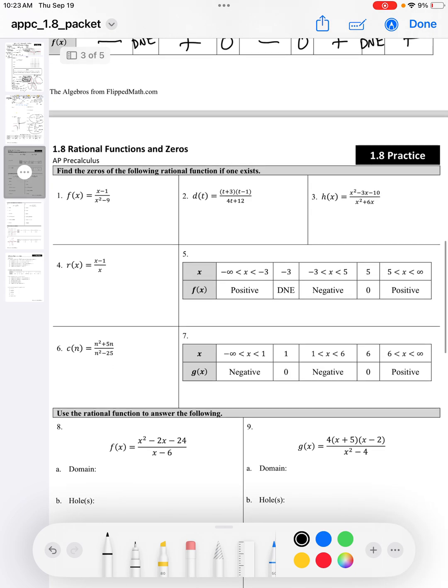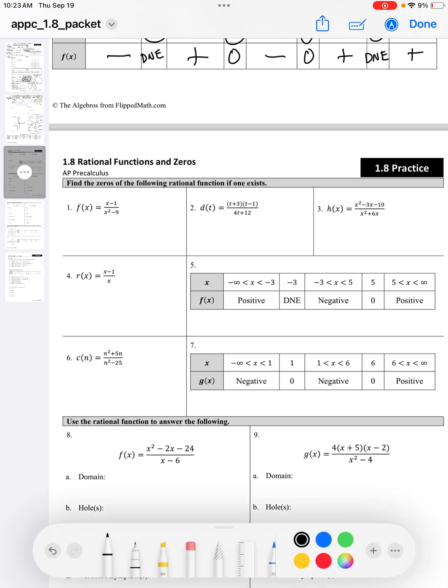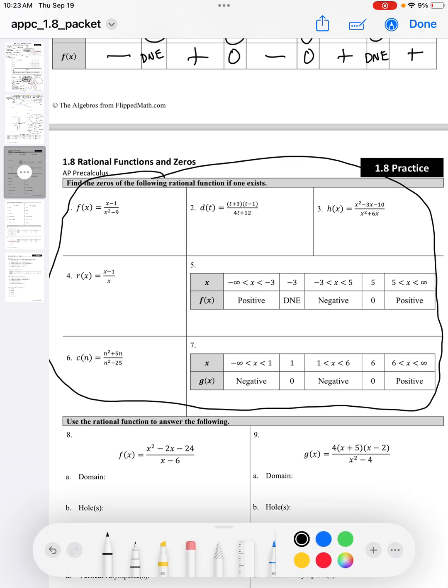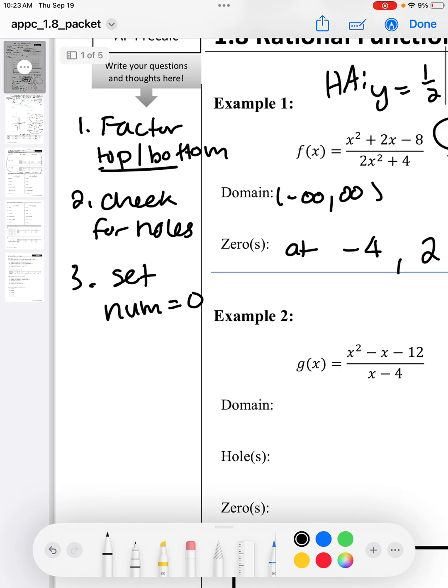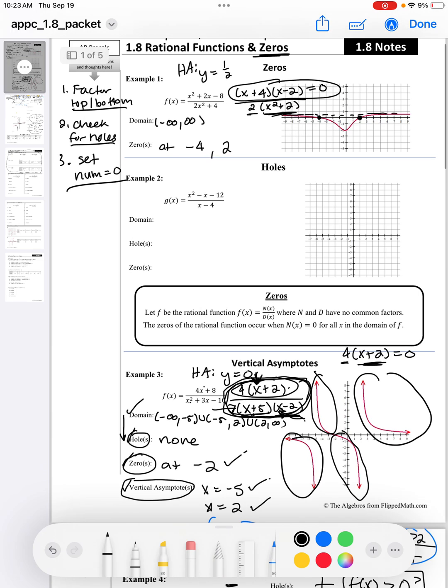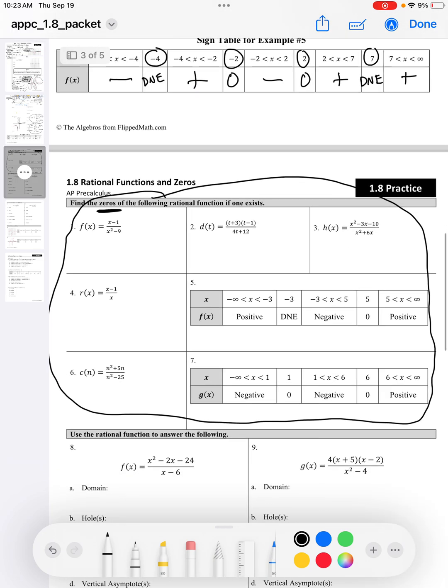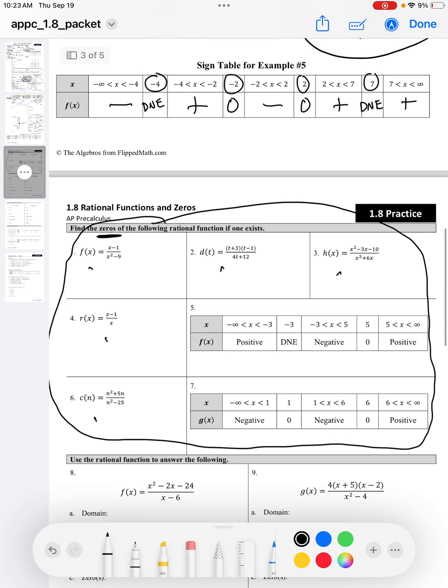Okay, so I'm going to stop the screen right here so you can pause it. This is what I want you to do for homework. And all you have to do is find the zeros. So remember in the very beginning, I said, here's how to find the zeros. Factor top and bottom, check for holes, because if it's a hole, it's not a 0. Set numerator equal to 0. So that's how you're going to do each one. And then for 5 and 6, you are just going to do it based on what I told you about sign charts.